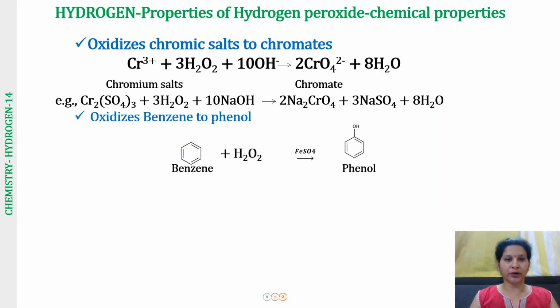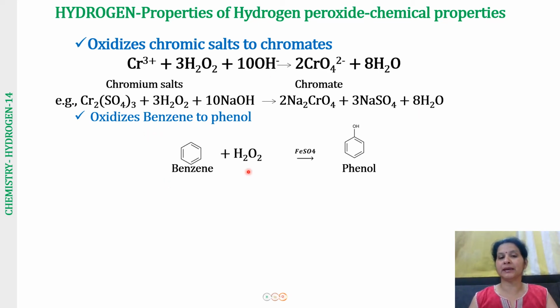Next, moving on to a few more properties. So this oxidizes chromic salts to chromates. So chromium plus 3 plus 3H2O2 plus OH ions forming chromate ions plus water. For example, we have chromium sulfate plus H2O2 plus NaOH forming sodium chromate plus NaSO4, and again water is going to be formed. This oxidizes benzene to phenol.